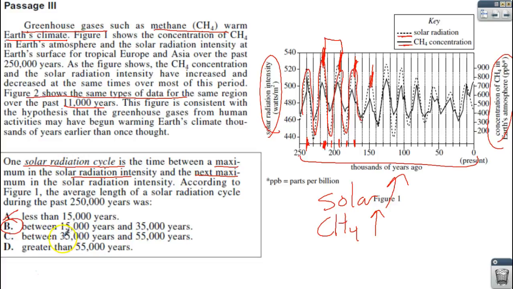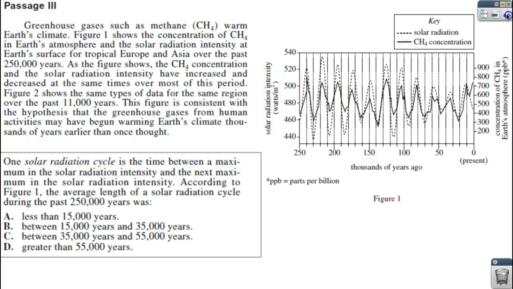Let's go ahead and eliminate those. 35,000 years. 35 would be 1, 2, 3, and a half. That's a lot bigger. That's 2 whole sections. So that's not it. And greater than 55 is definitely out. So B is definitely our correct answer.